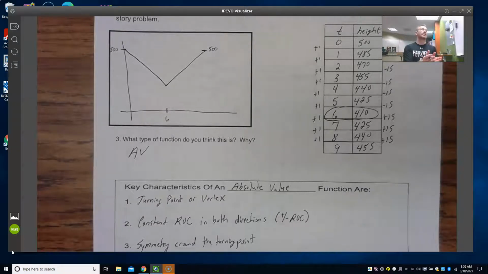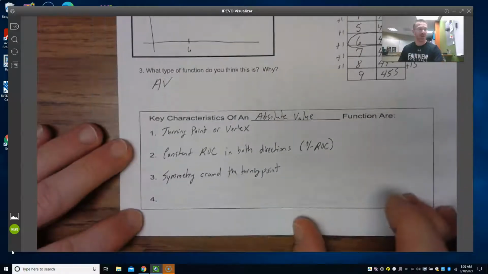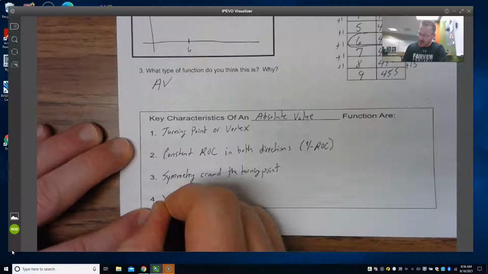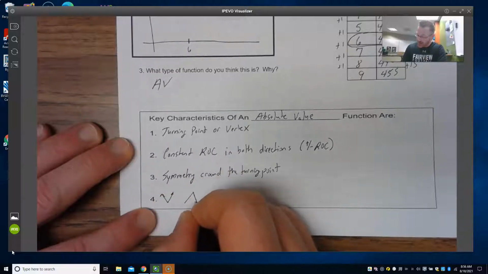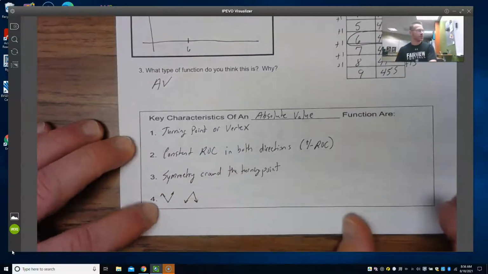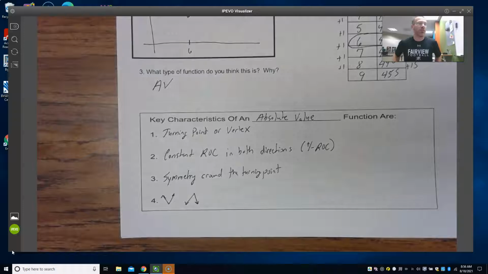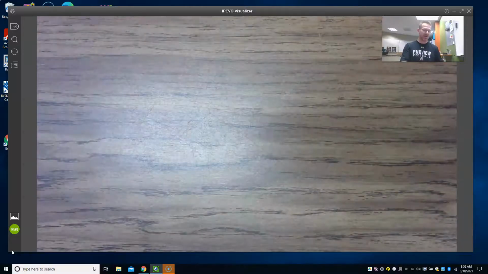And that really helps us when we're filling out our tables, because if we can find that turning point, we know about symmetry, we can start matching values above and below our turning point. And then we have a V-shaped graph. So it's going to look like that, or it's going to look like that. So those are the key characteristics that we want to look for and help us recognize that we're working with an absolute value function. All right, so let's go ahead and do a couple of examples together.